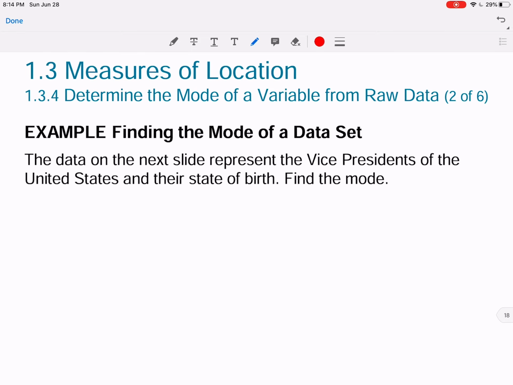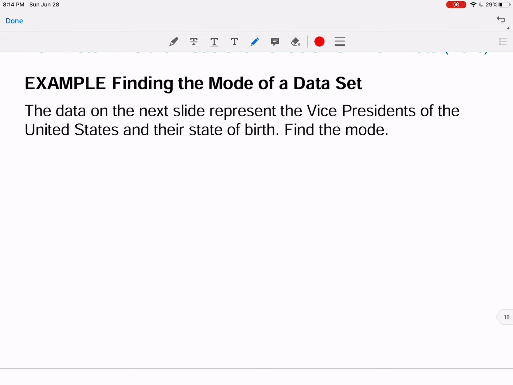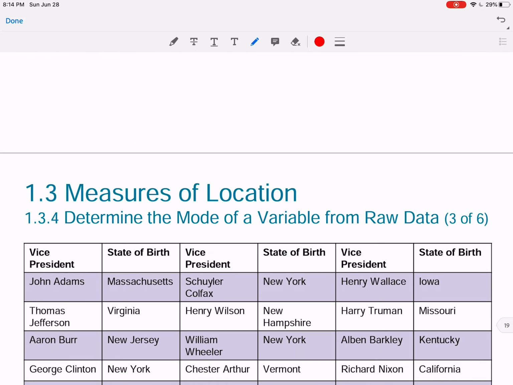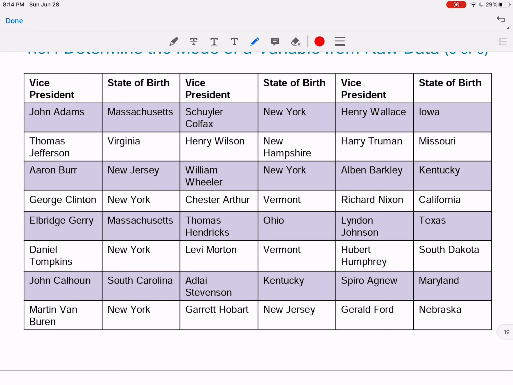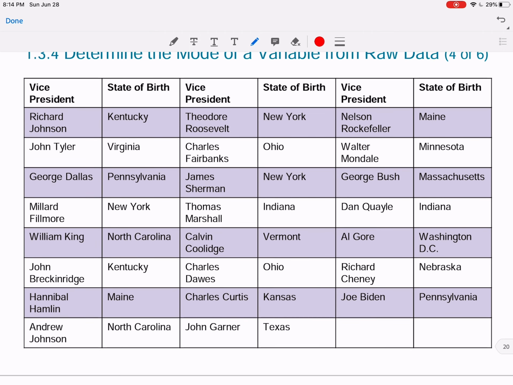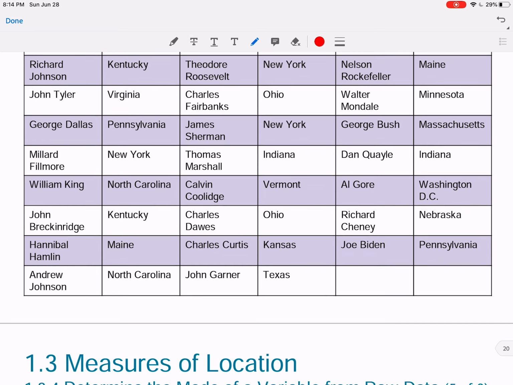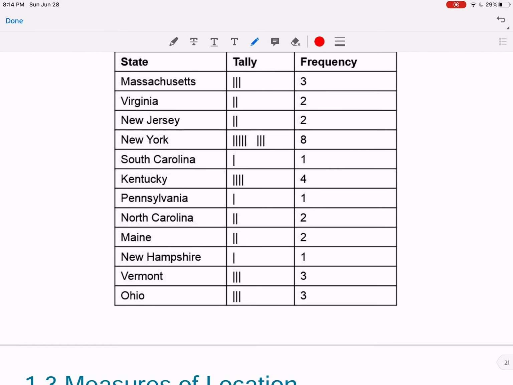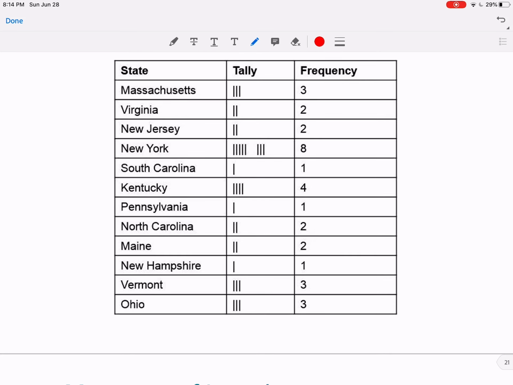Now let's take a look at this example here, finding the mode of the data set. The data on the next slide represent the vice presidents of the United States and their state of birth. Find the mode. So we have the raw data set here. They are the name of the vice president and the state of birth. We don't have to look through this because we have the frequency distribution here. So if we want to find the mode, based on the definition, we just need to find the one with the highest frequency. Based on the frequency distribution here, the highest frequency is 8, corresponding to New York. That's for this table here.